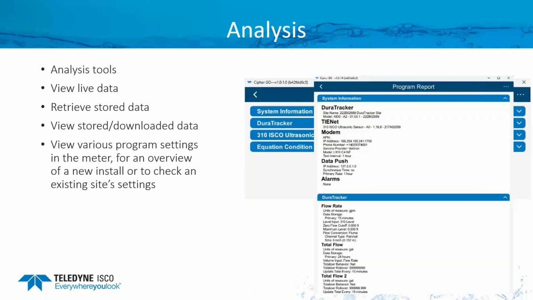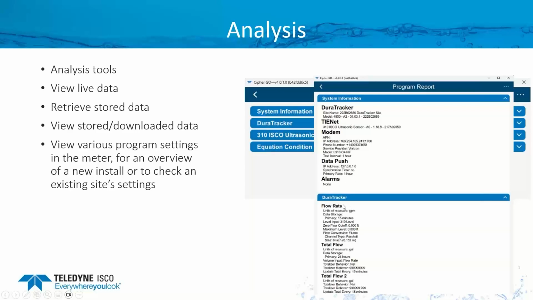Finally, there's a number of reports or programming reports that you can pull up. Each one of these in the background, you can see I have system information, DuraTracker. When you open this, you can drop these open or expand all of them. This is what it looks like when they're expanded open. It gives you some information as far as, in this case, the DuraTracker serial number, what version of firmware it's running, what type of sensor I have hooked up to it, all of its modem information. This is basically everything I set up in the configure. I set up my alarms, my data push, all that information.